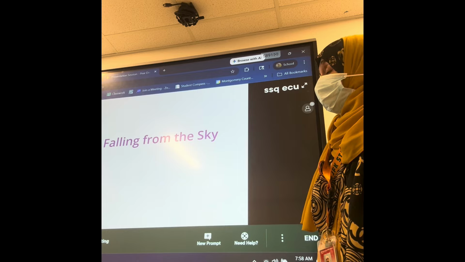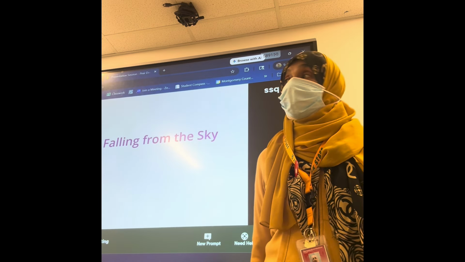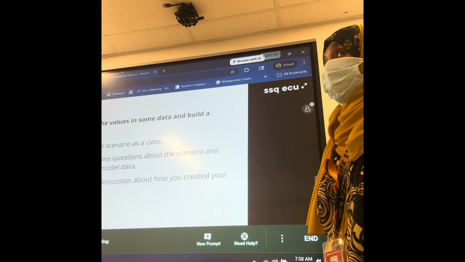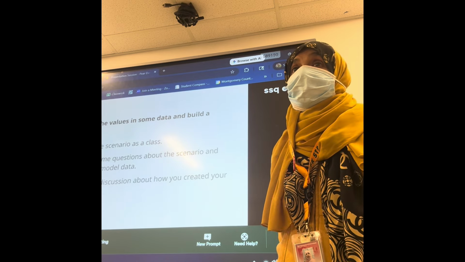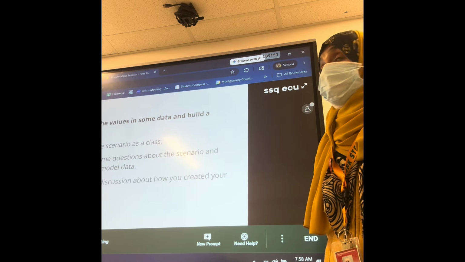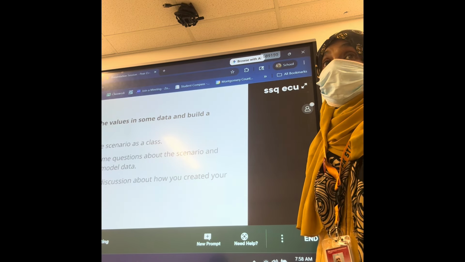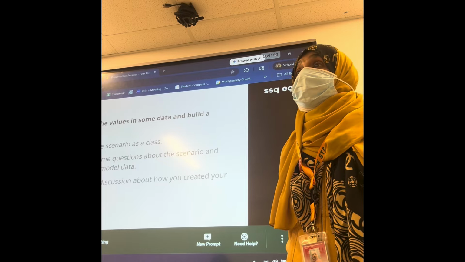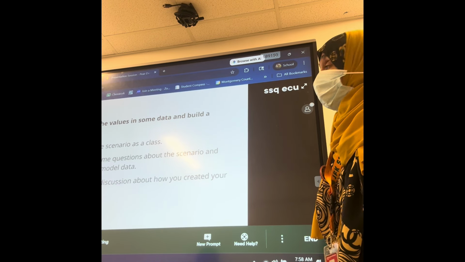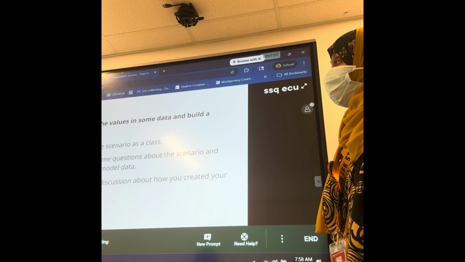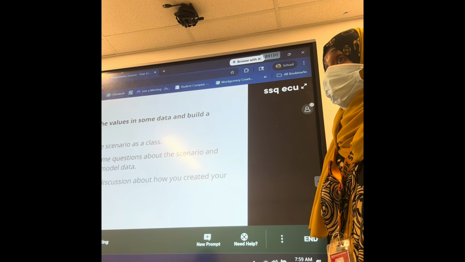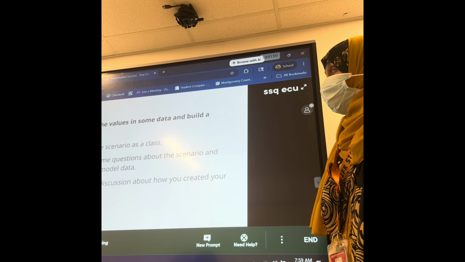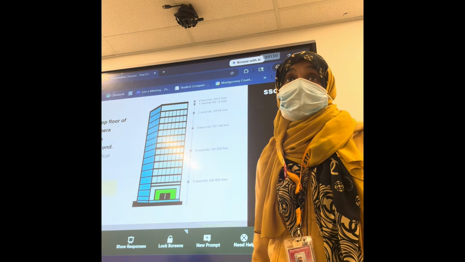Falling from the sky. What falls from the sky? A lot of things. All right. Ezra, read what it says. Let's reason about the values in some data and build a model. What does the first bullet say? First, we will analyze the scenario as a classroom. Good job. Noah, read the second one. Next, you'll have to answer some questions about the scenario and create an equation to model data. Perfect. Foster, read the last bullet. Wonderful. Good job, everybody.